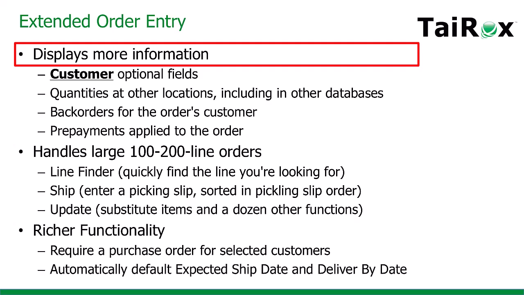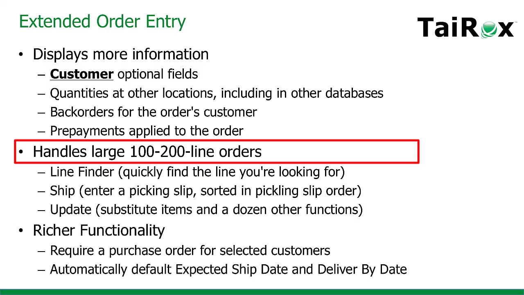As an example, if you're building a custom $30,000 truck, there will be several prepayments made before the truck is finally delivered. Large orders. The Ship button allows entering from a picking slip in picking slip order. The Line Item Finder helps you quickly find lines to edit. The Update button will take some action across all lines in an order. These are the same options that are available in the Update Orders program applied to one order rather than multiple orders.